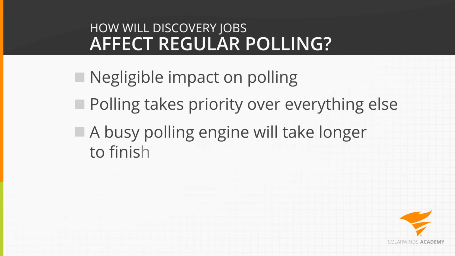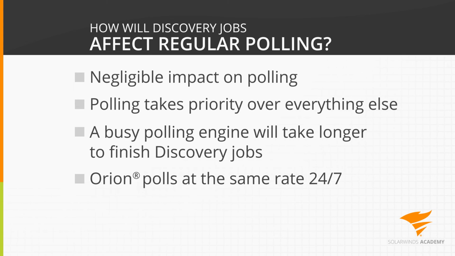But if you have a polling engine that's pretty heavily taxed, polling might affect how long it takes the discovery job to finish running. That's part of why we recommend that you run the discovery jobs immediately, rather than in the middle of the night, for the first time to see how long it takes the job to run. And that job time should be fairly consistent whether you're running the job in the middle of the day or the middle of the night. Orion polls at exactly the same rate 24 hours a day, 7 days a week. It doesn't matter what's happening on the network or whether anyone is in the office.